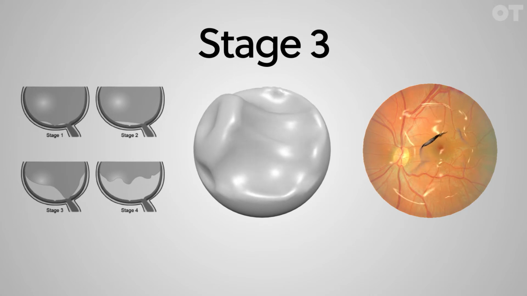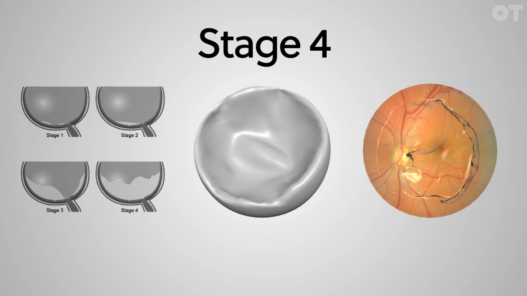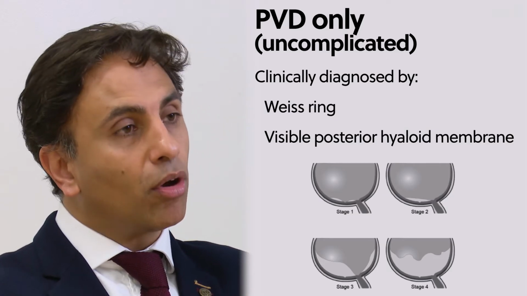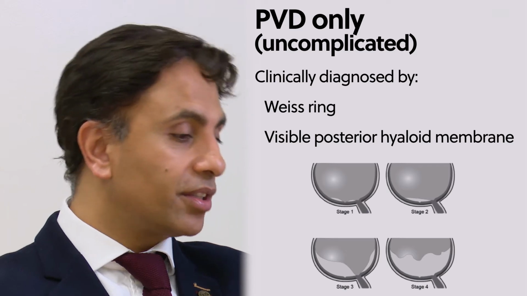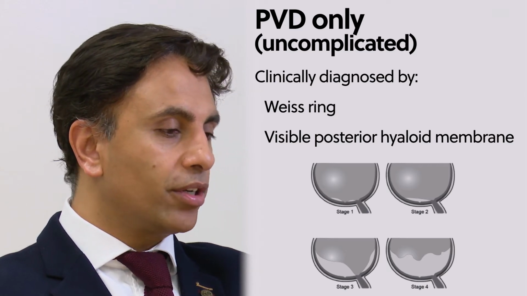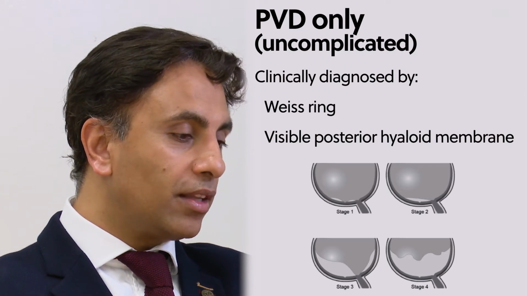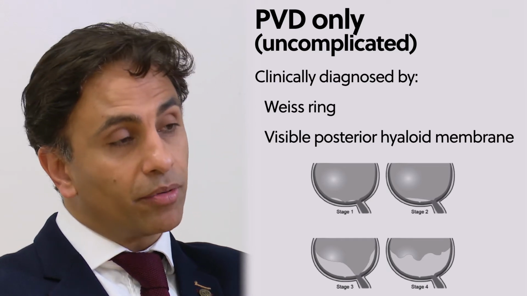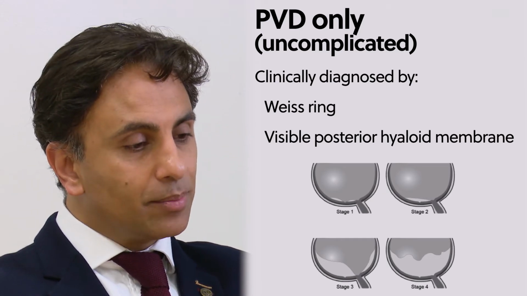Stage 3, it tends to separate elsewhere, but still remains attached in the peripapillary region, which is the second strongest attachment. And then stage 4 is when you then get separation of that. When people present with sudden onset of floaters and you can determine a posterior hyaloid membrane, it's generally referring to the latter stages. So where the vitreous is now separated from the peripapillary region and can now independently float around.